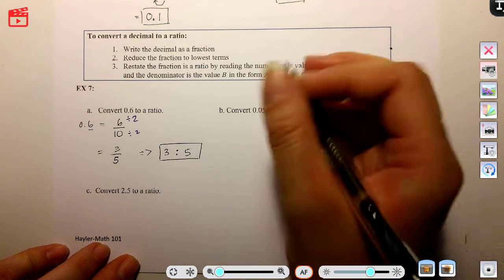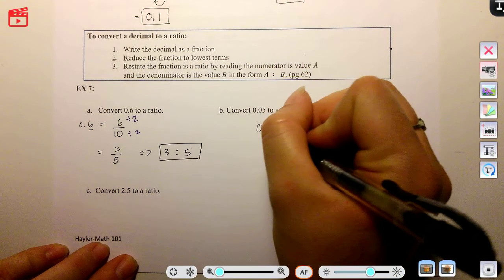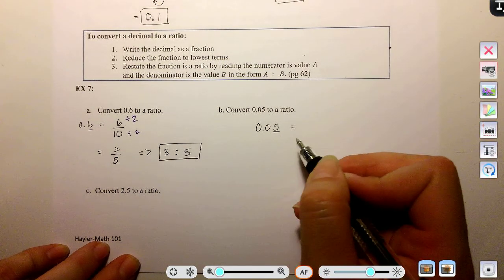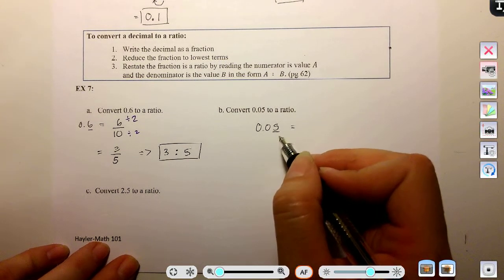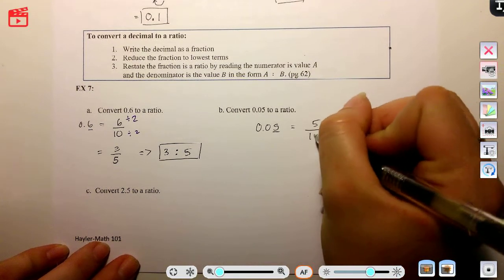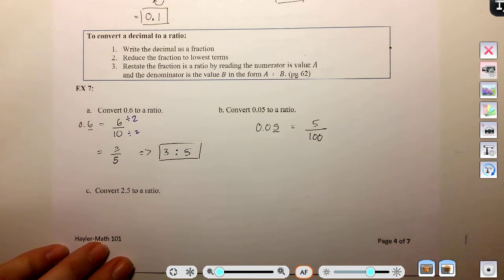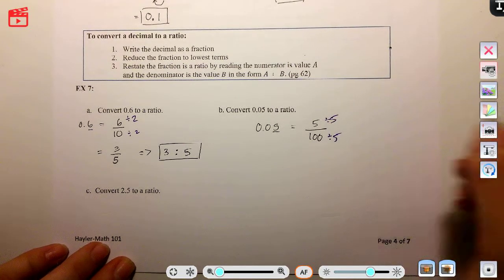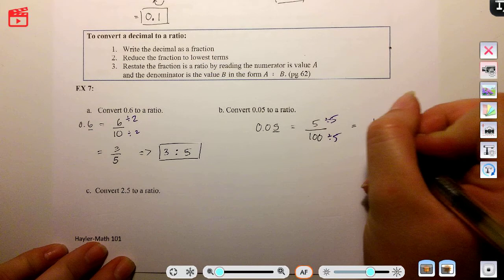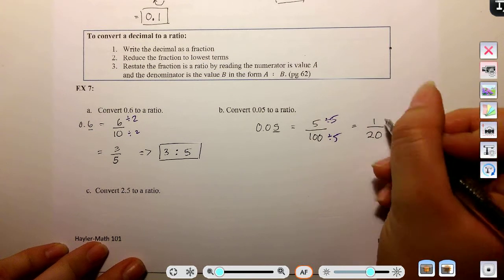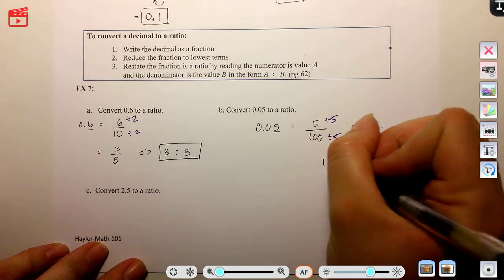All right, let's go ahead and convert this. So, starting out with our decimal, 0.05. And what is that? Well, the 5 is in the hundredths place, so there are 5 hundredths. And simplifying that, those are both divisible by 5. Okay, dividing both of them by 5, I get 1 over 20. And then I can convert the fraction into a ratio, which is 1 to 20.